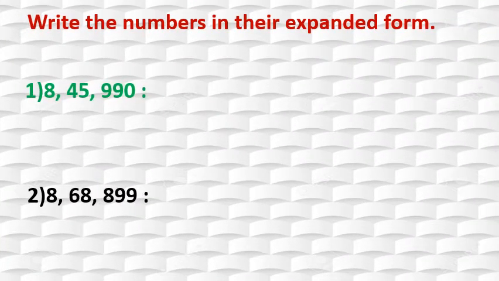Now here, write the numbers in their expanded form. Yes, you know, students, how to write the expanded form, correct? Now see, students, here again we have given the comma. After 3 digits a comma is there, and after 2 digits a comma is there. Means this is the lakhs place, this is thousands, and this is hundreds, tens and units.